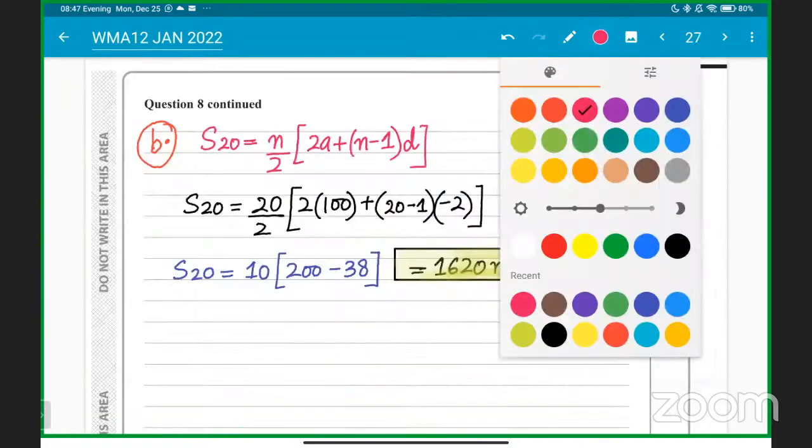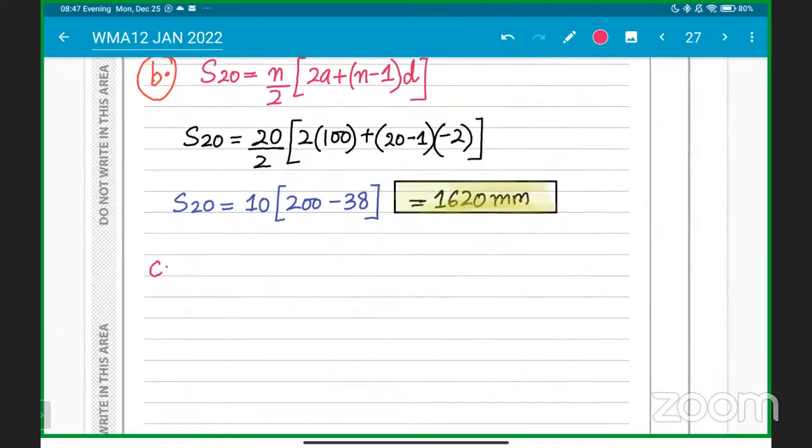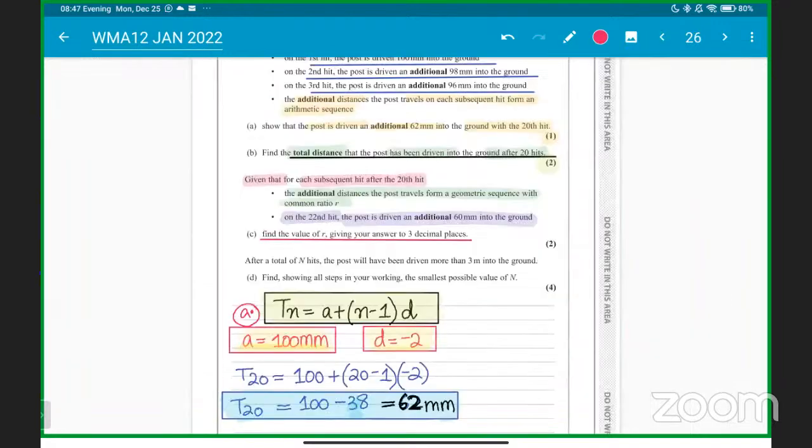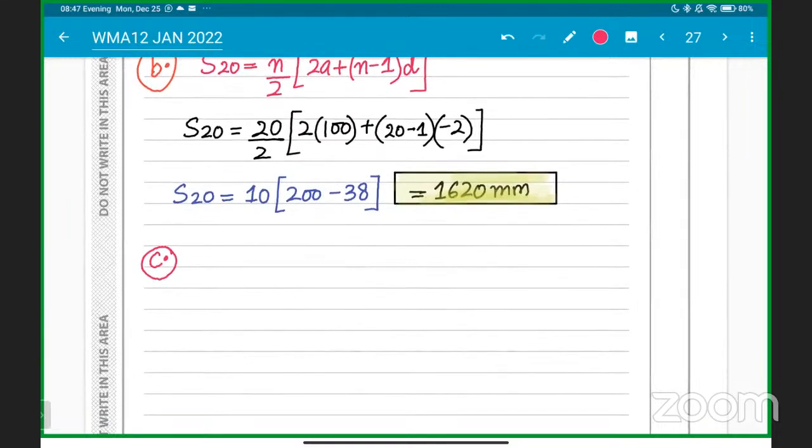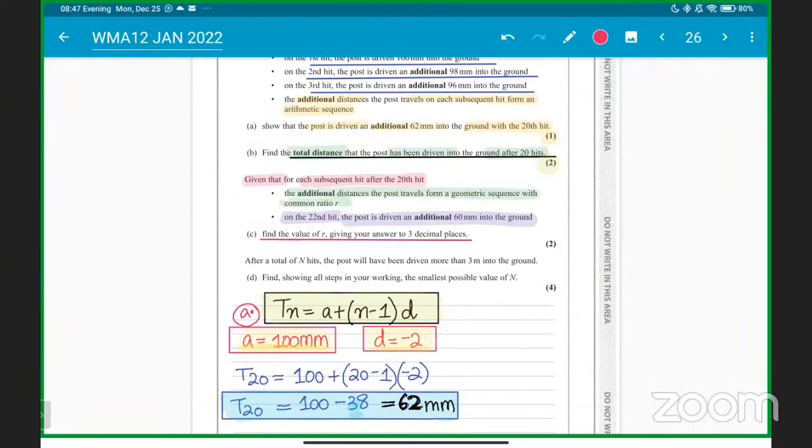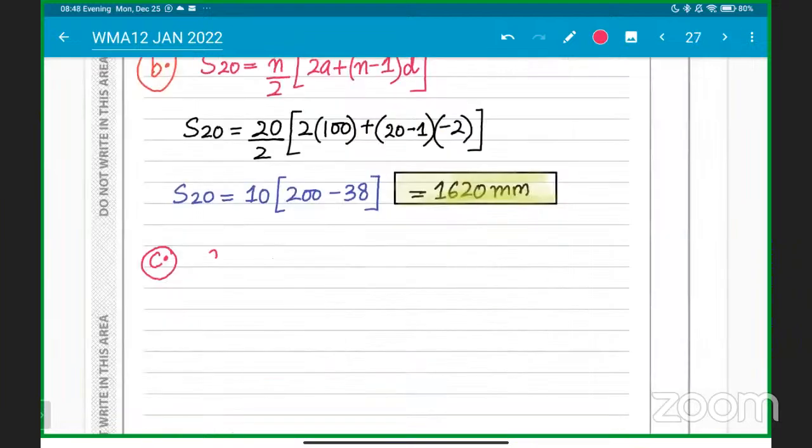So let's start working on the next page. How are you going to do this? We are going to do this the arithmetic way: find the value of R, giving the answer to 3 decimal places. Because we are starting with the geometric sequence, we need the first term. The first term for the geometric sequence is going to be the 20th term, that is going to be 62 millimeter.